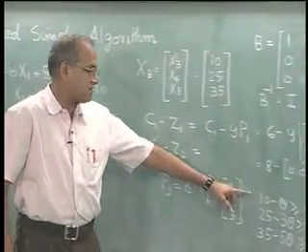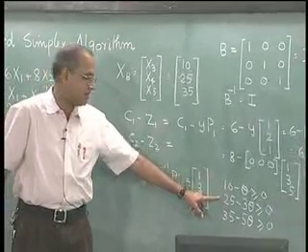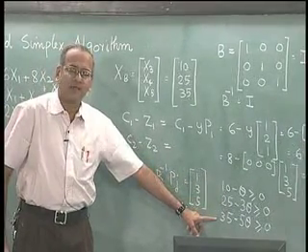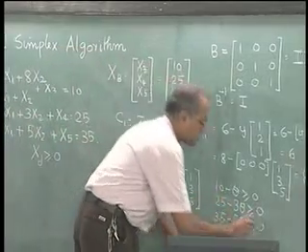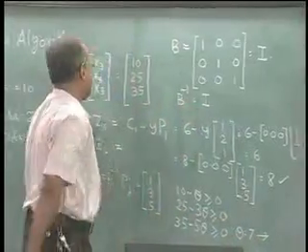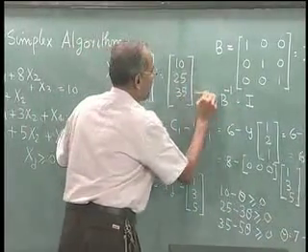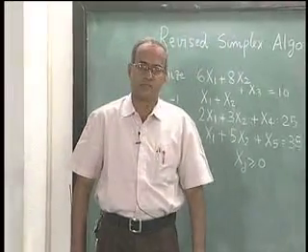Now, this would give us theta equal to 10, this would give us theta equal to 25 by 3, this is 7. 7 is the smallest of the 3, therefore, theta will be equal to 7, and this variable will leave the basis, which means the third variable will leave the basis. So, x5 will leave the basis.